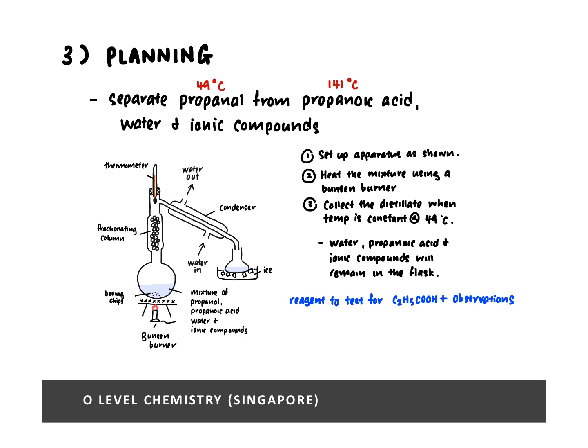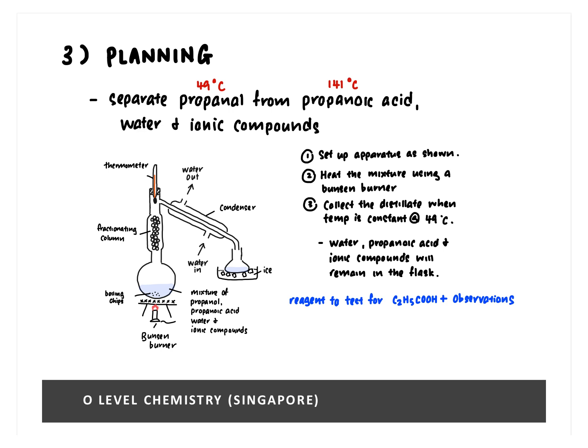For this particular experiment, one important feature that I thought is important, but students may or may not realize, is that your propanol is volatile. Boiling point is 49 degrees Celsius. So when you collect the fraction, when you collect your propanol, your conical flask must be immersed in an ice bath or at least cold water to prevent propanol from evaporating.